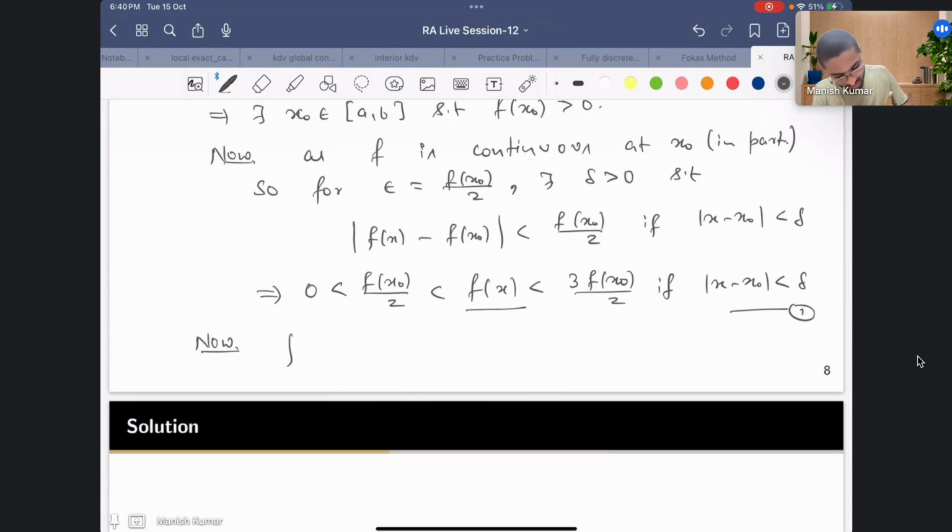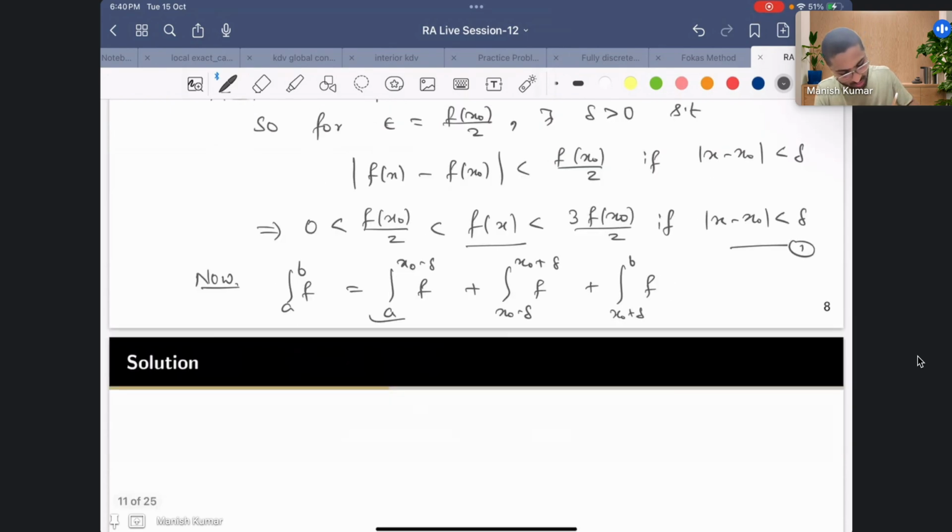Now this interval AB can be written as a to x naught minus delta, plus x naught minus delta to x naught plus delta, plus x naught plus delta to b. So I have broken the interval into 3 sub-intervals.